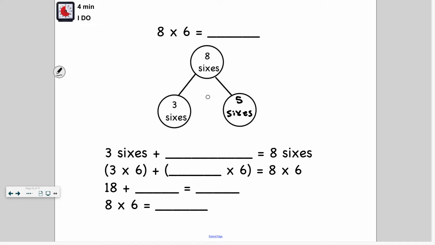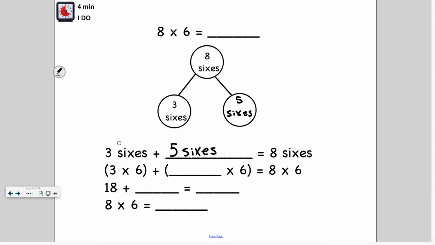So I'm going to use this number bond to help me fill in the blanks. So I see 3 sixes is here. So the other part must be the 5 sixes that I wrote. So 3 sixes plus 5 sixes equals 8 sixes. That makes sense because 3 plus 5 is 8.